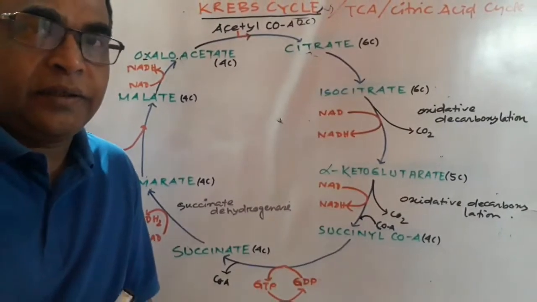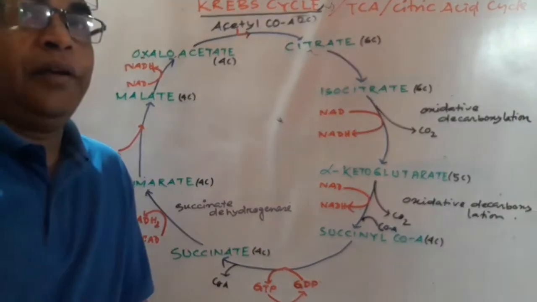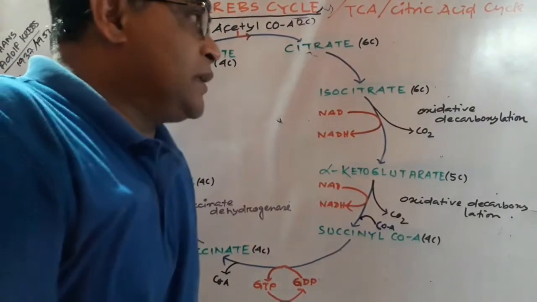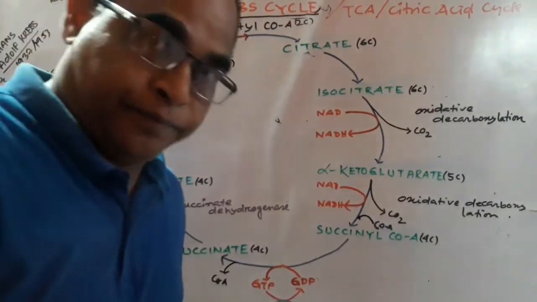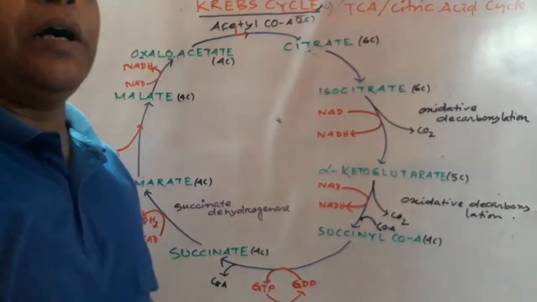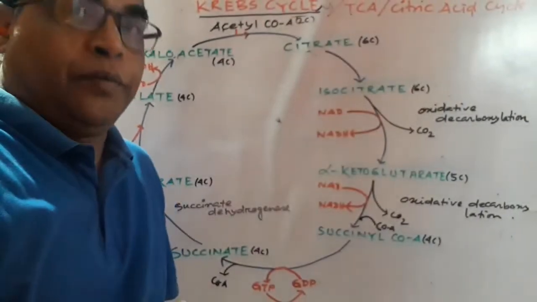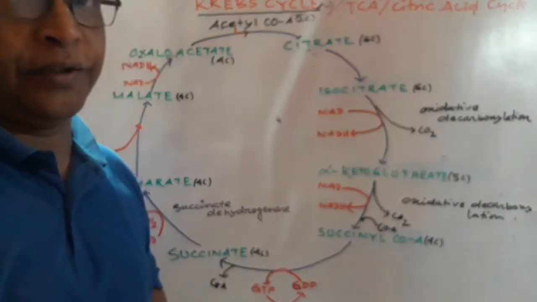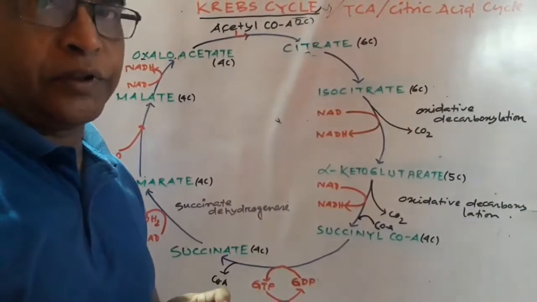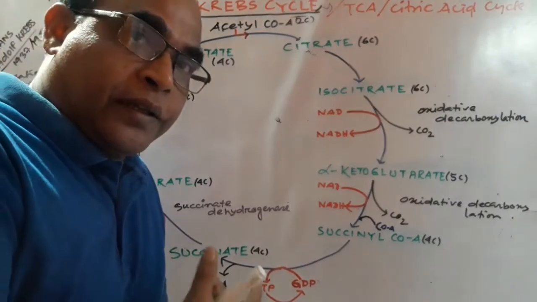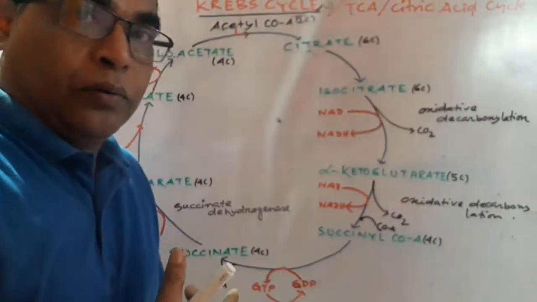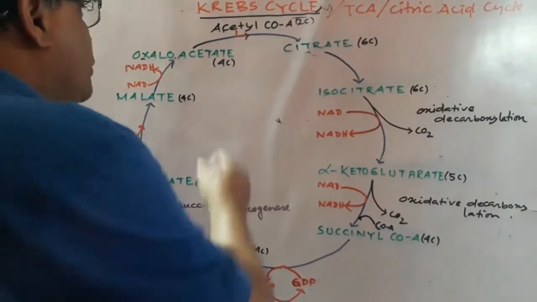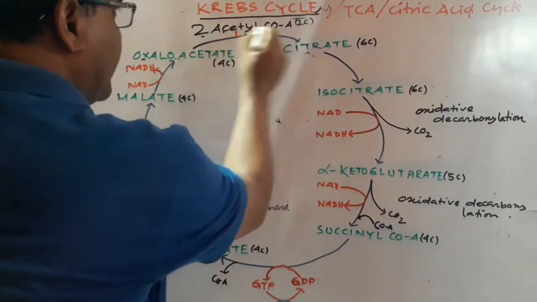Pyruvic acid cannot directly enter into the Krebs cycle. That is why the pyruvic acid has to be modified, and this is done by oxidative decarboxylation, which was also discussed in our previous lecture. During this process, two pyruvic acid molecules undergo oxidative decarboxylation to form 2 acetyl-CoA.